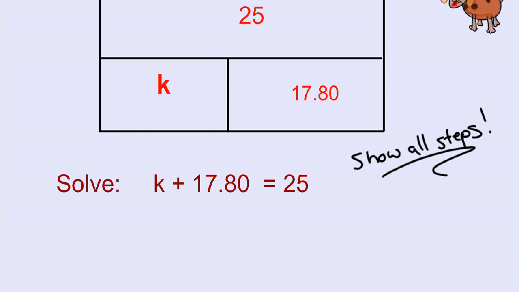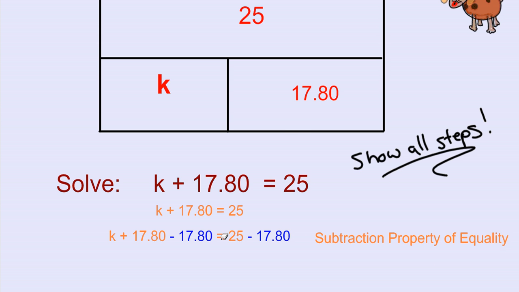Let's check your work. First step, you should have rewritten the problem, and the second step is focusing on undoing this. How will I get the variable isolated? How do I get the variable by itself? I have to get rid of this. What's the opposite of addition, or the way to undo or reverse it? Subtraction. So here we go. I'm going to subtract 17 and 80 hundredths from both sides because of the subtraction property of equality.